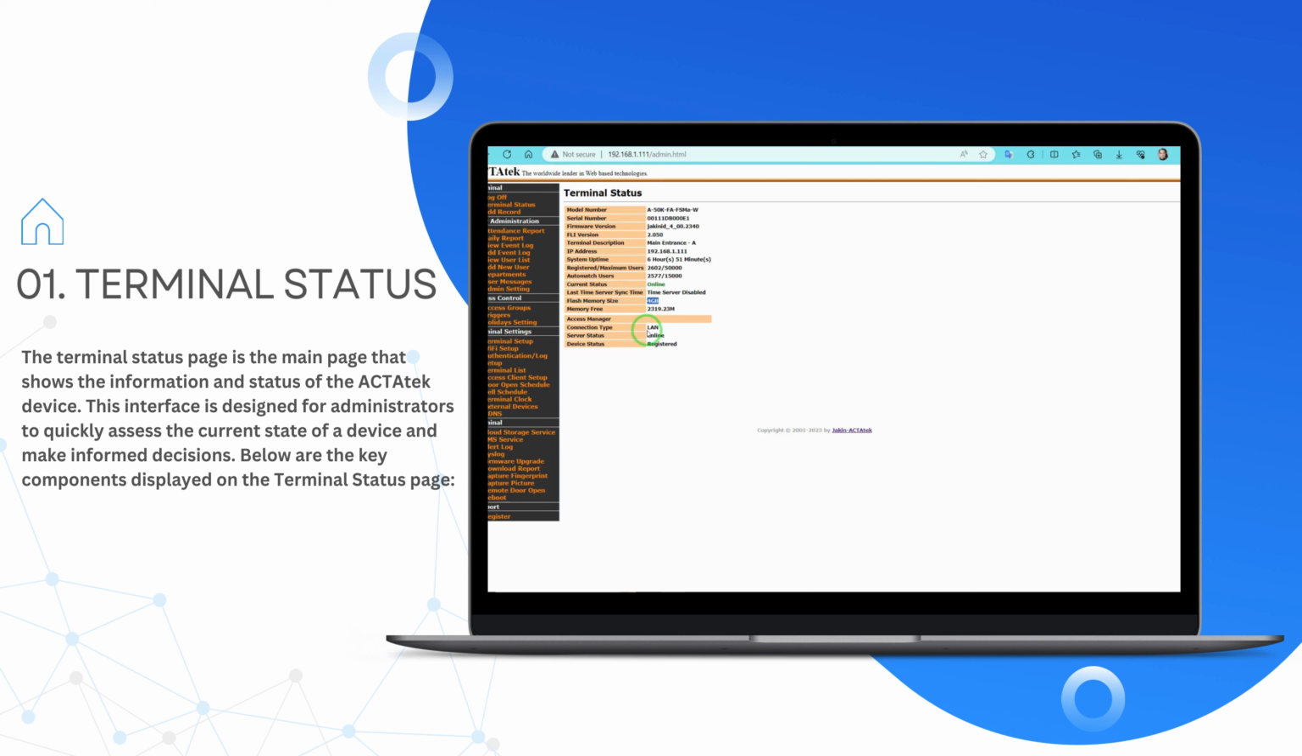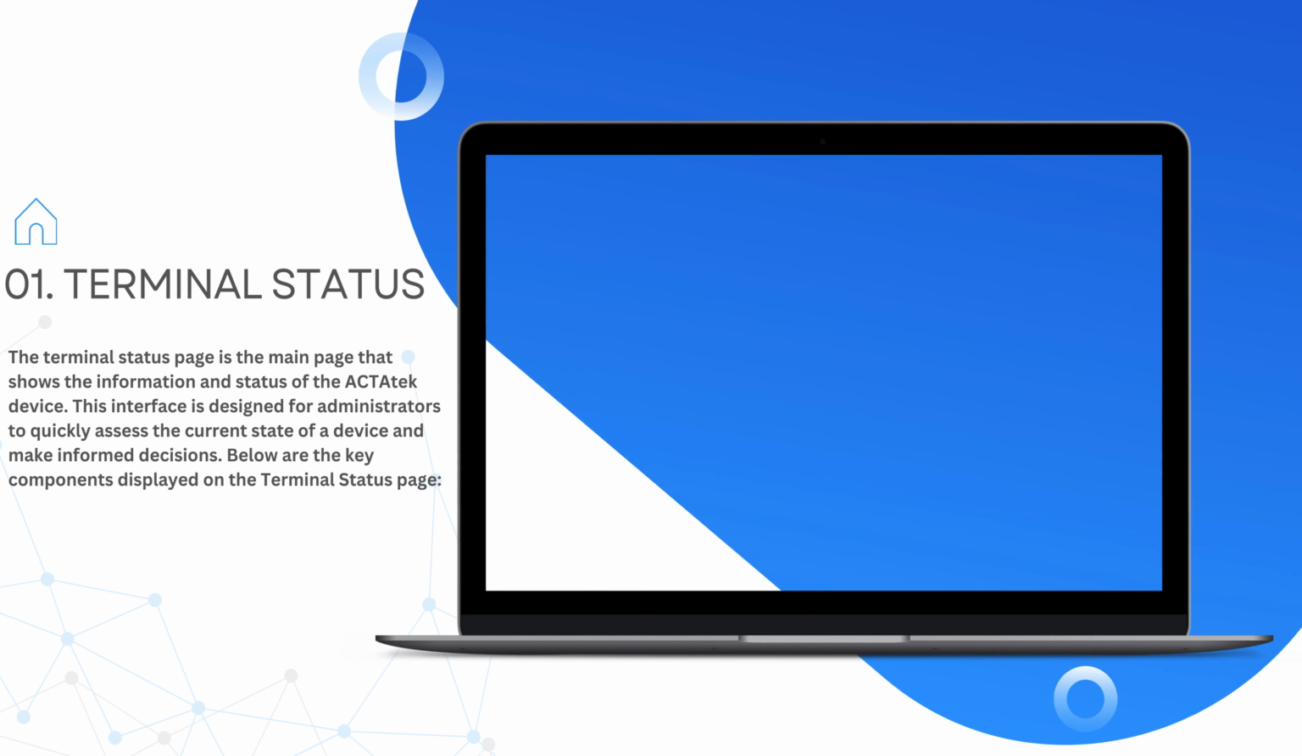Flash memory size, the total storage available for firmware, data, and logs. Memory free, the remaining storage space available. Access Manager server status, the connection status with the Access Manager server for device management. Device status, which indicates proper registration with AMS software.